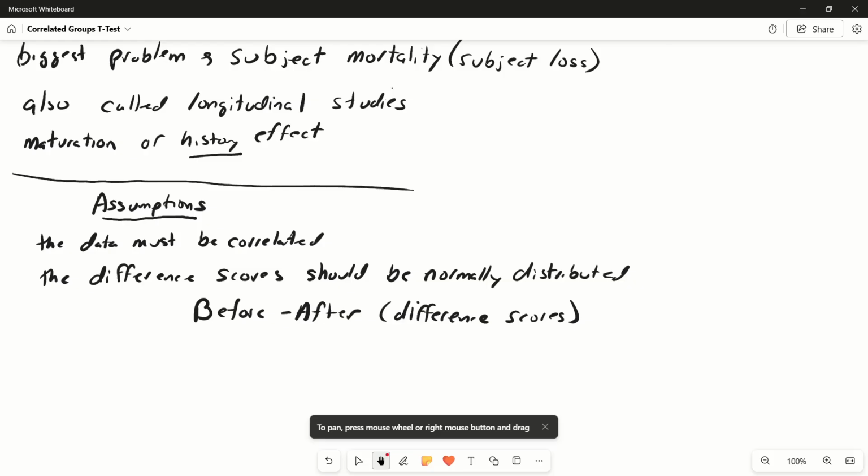This correlated groups t-test is what's called robust. So you're able to violate the normality assumption, and it's okay if you have a big sample. If you have a small sample, you're going to be more cognizant of the normal distribution of difference scores. So the data must be correlated and the difference scores must be normally distributed. There is no homogeneity of variance assumption.